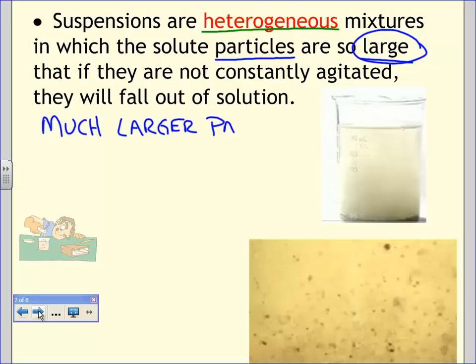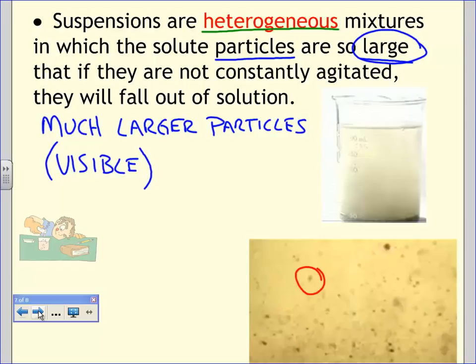Think about when we did the separation lab the other day, when you had sand and sawdust in there. When you initially put it in and started stirring, the sand was probably floating up like it is in the bottom pictures here, but then as soon as you stop stirring, everything starts to sink down to the bottom. So in a suspension, the particles are much bigger. You can actually see the particles. They're visible. In a colloid, you can't see them, at least until you do the Tyndall effect. But in a suspension, you can pretty much see everything.